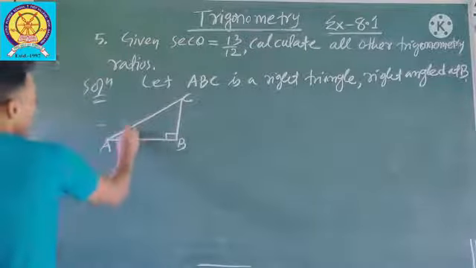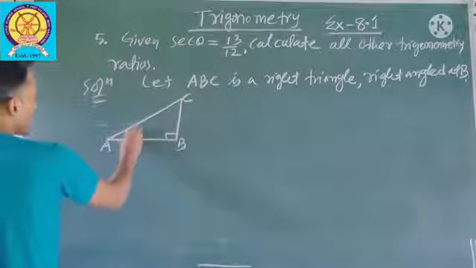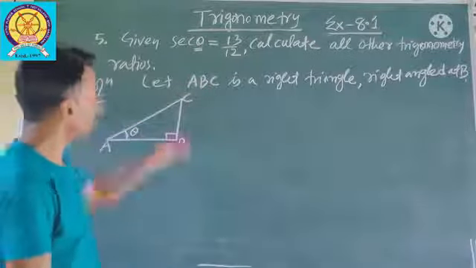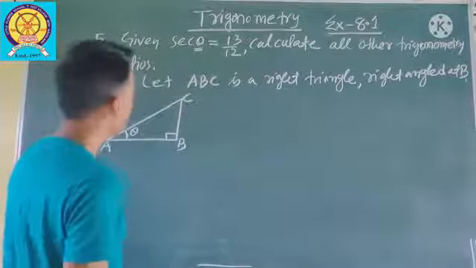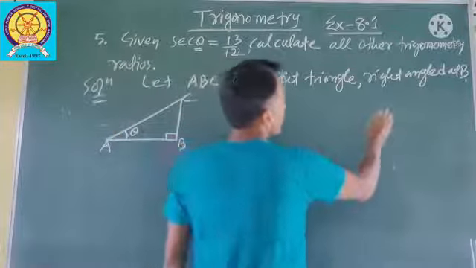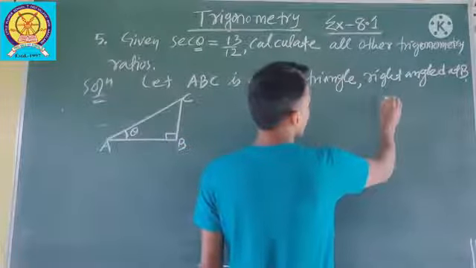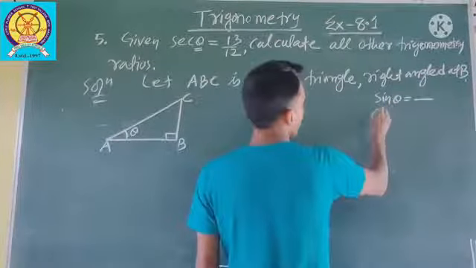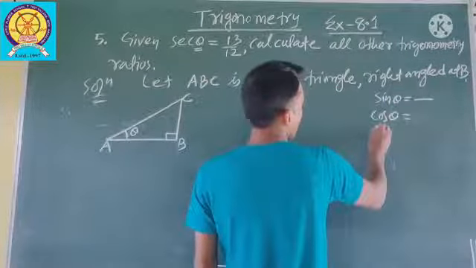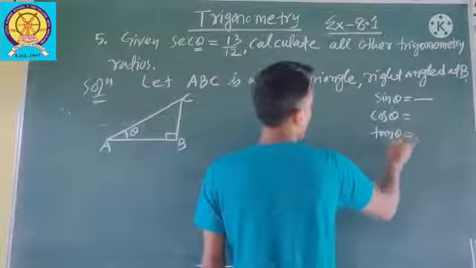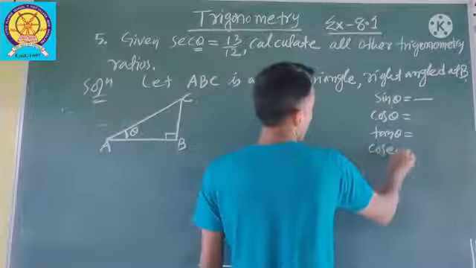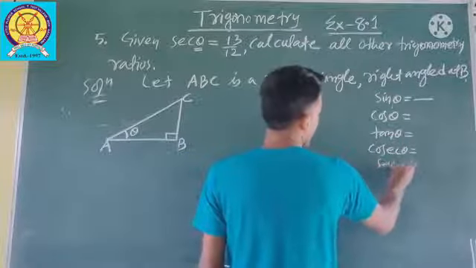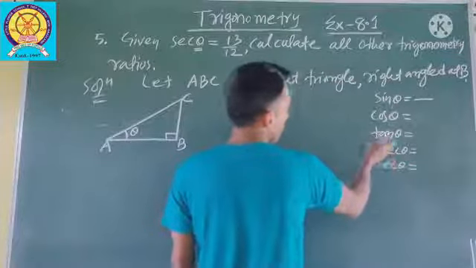ABC is a right triangle where right angle at B. With respect to angle A, you take this angle A as theta because we have been given theta. Sec theta is given as 13/12. So now you have to know all the trigonometric ratios: sin theta, cos theta, tan theta, cosec theta, sec theta, and cot theta.